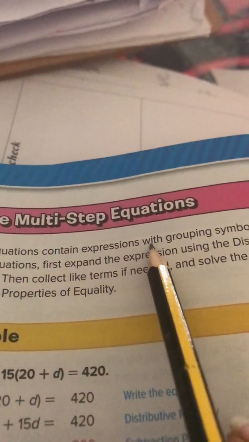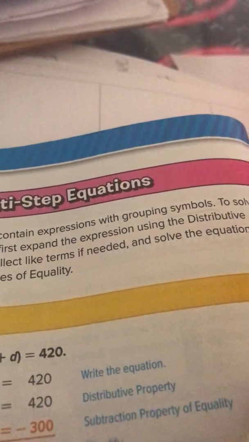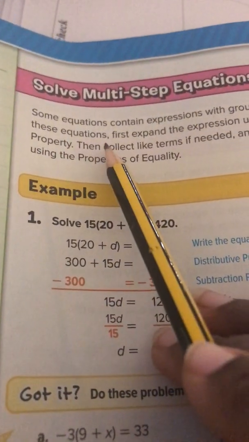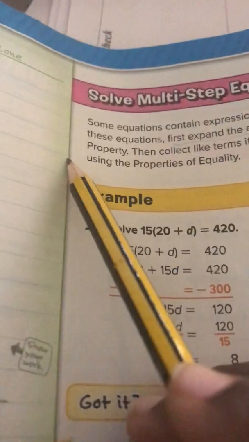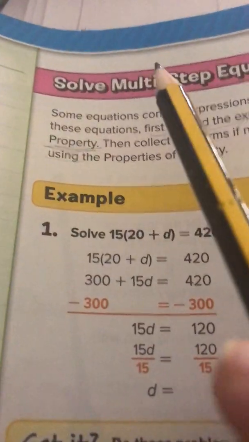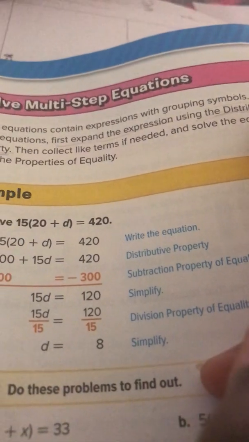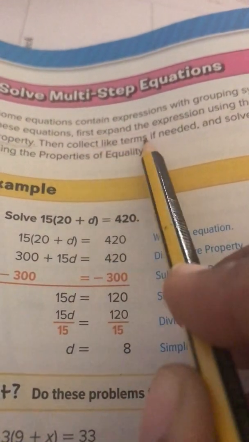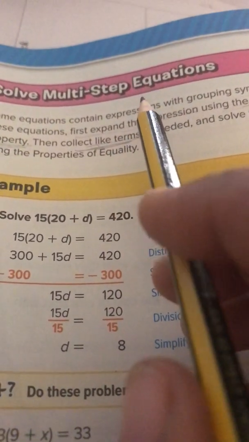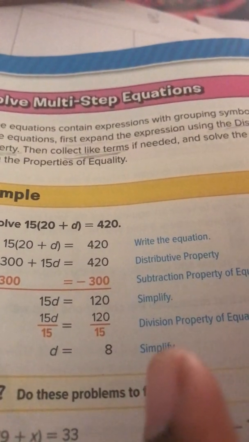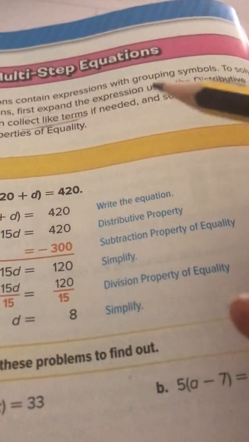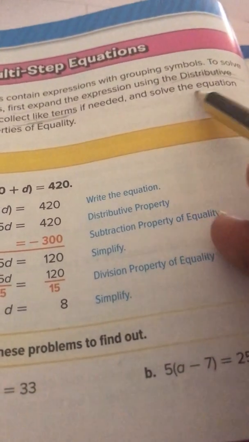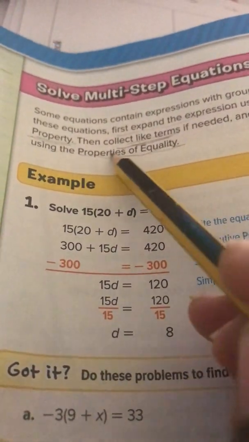Some equations contain expressions with grouping symbols. To solve these equations, first expand the expression using distributive property. You learned distributive property in grade 7. Okay, I will remind you what that means. So, you're going to use distributive property. Then collect like terms. Like terms means either numbers together or variables together. Okay? Like terms means they must look the same. Okay? That's if you need to. And then you need to solve the equation using the properties of equality.